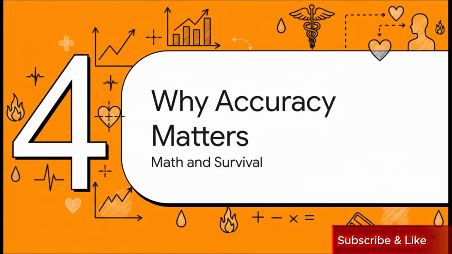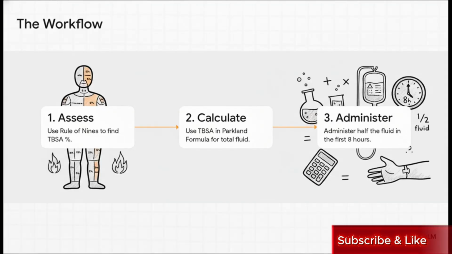So let's just zoom out for a second. We've just walked through two seemingly simple formulas. But the accuracy of these calculations has a direct, profound impact on a patient's chance of survival. There is just zero room for error here. So here's the whole process in 3 simple steps. First, you assess the damage with the rule of nines to get your TBSA percentage. Second, you plug that number into the Parkland formula to get your total fluid. And third, you administer half of that fluid in the first 8 hours. It's assessment, calculation, and then action.